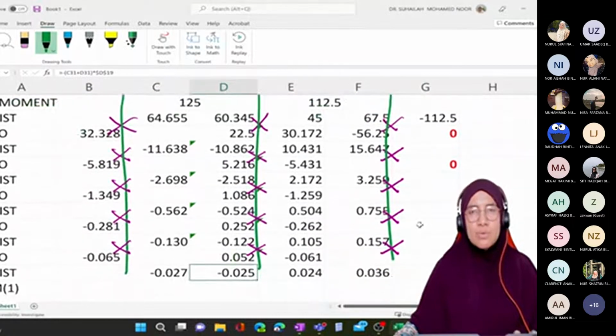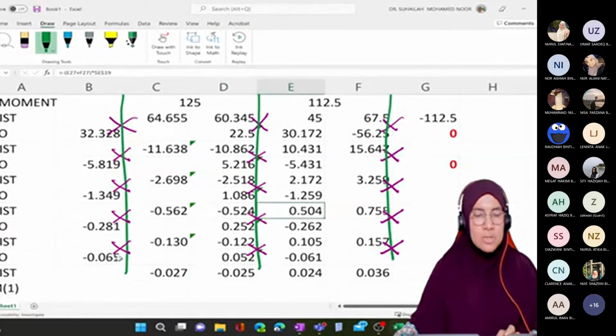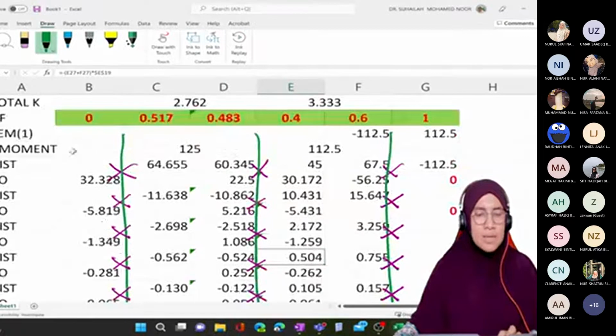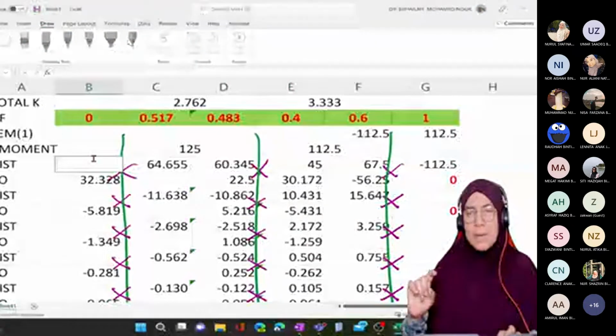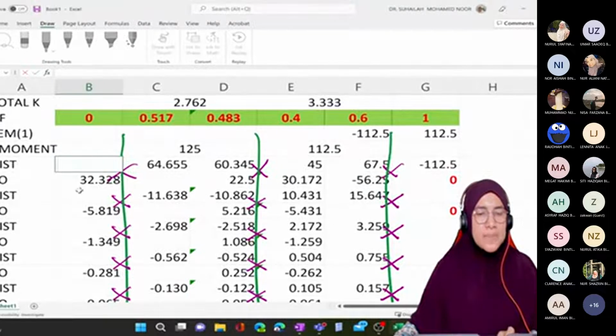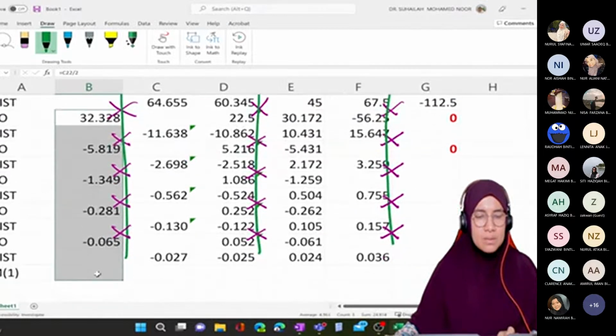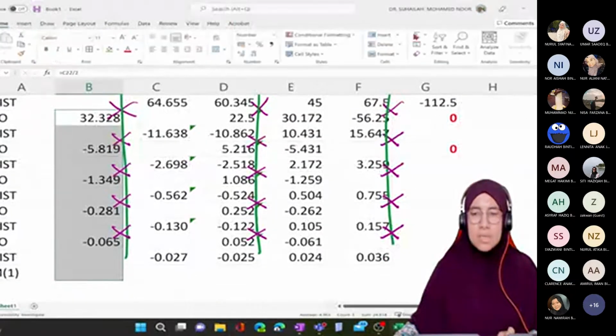Okay, so we want to sum the moment to get the total moment. Start from the first member end moment in the table. So we look here. This one we will sum all of this. So we get all this. So this is the moment.